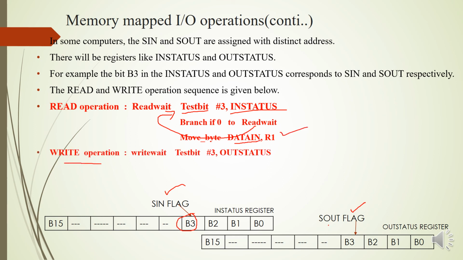Similarly, for the write operation: write wait, test bit #3, out status. The out status register bit number 3, that is B3, is tested for its condition. If it is 0, branch to the same instruction. If it is 1, indicating the output device is ready to receive data, then use the instruction move byte R1, data out, which transfers the R1 content to the data out register of the output device.